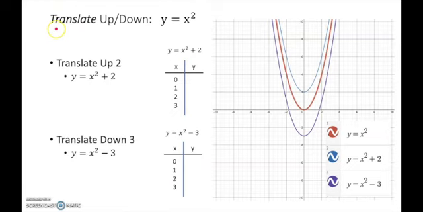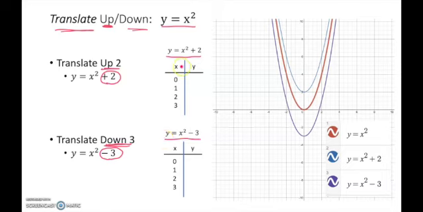Now here's our first explanation of translations. We're going to translate this graph y is equal to x squared up or down. So first let's translate it up 2. And to do that, next to the x squared term, we're just going to add a plus 2. And then to translate it down 3, next to our parent graph of x squared, we're going to put a minus 3. So let's check out those graphs. y is equal to x squared plus 2, and y is equal to x squared minus 3.